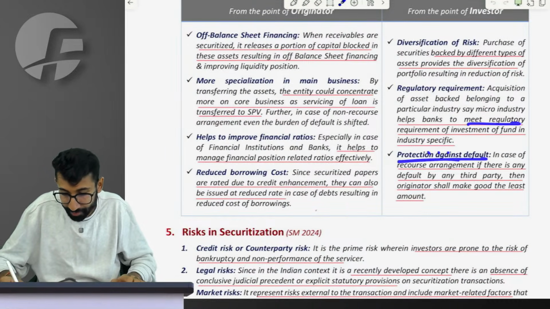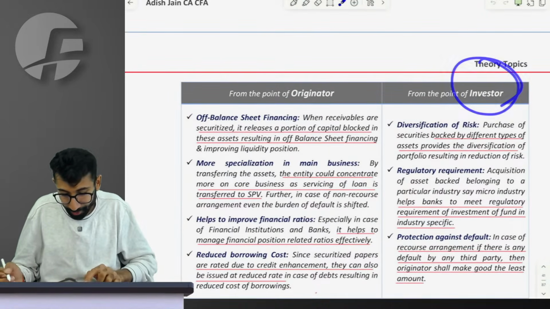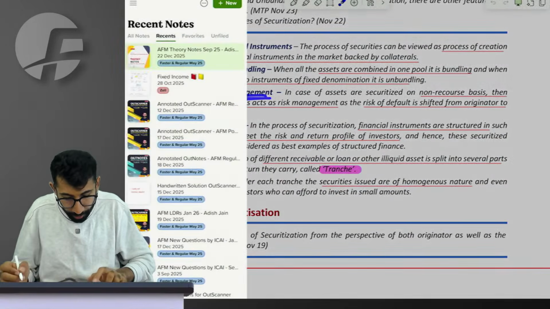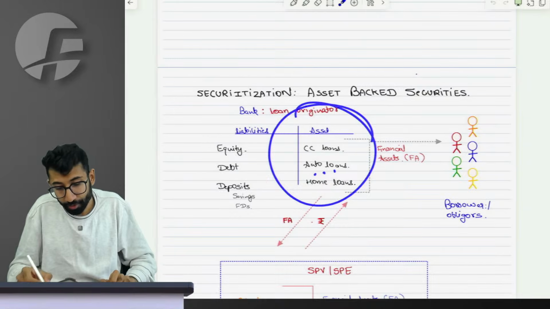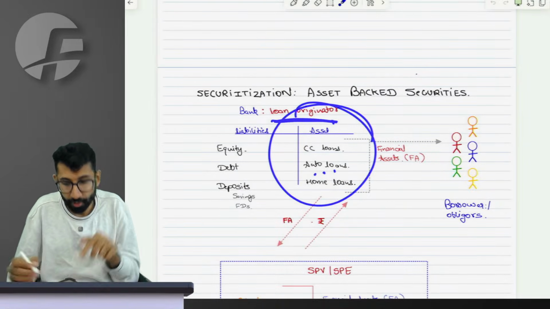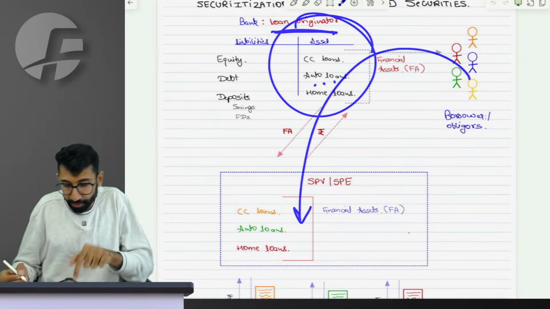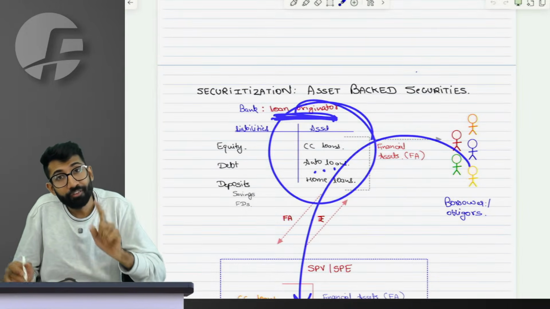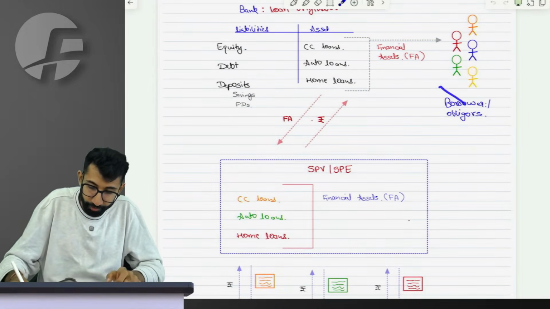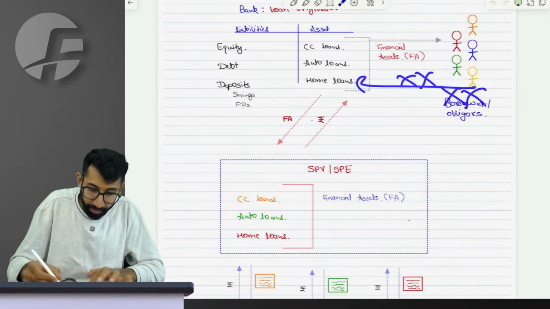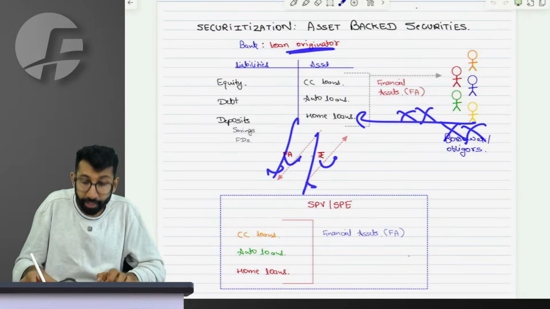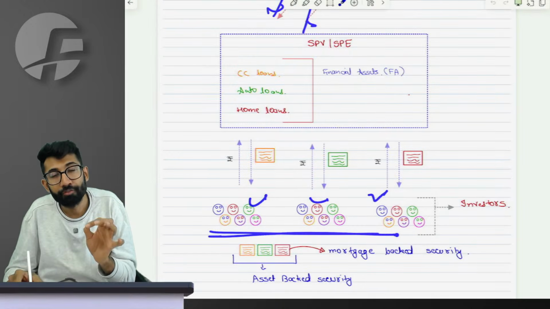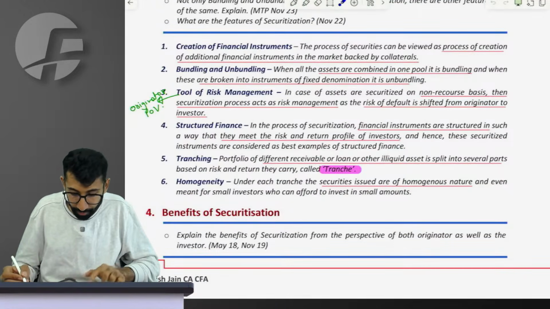And then protecting against default. Sir, what is the benefit to the investor? Previously we talked about the risk management tool from the perspective of the originator, assuming it to be non-recourse. Meaning, if there is a risk, the investor will bear it because it is on a non-recourse basis; the originator will not bear the risk. However, if it is on a recourse basis, meaning if they default, then the originator will have to pay from its pocket and the investor will ultimately receive money. So if it is on a recourse basis, the investor will not have to bear the default risk. That is an advantage, people.